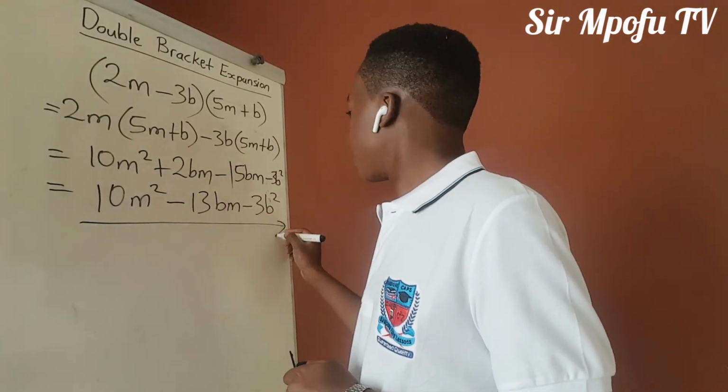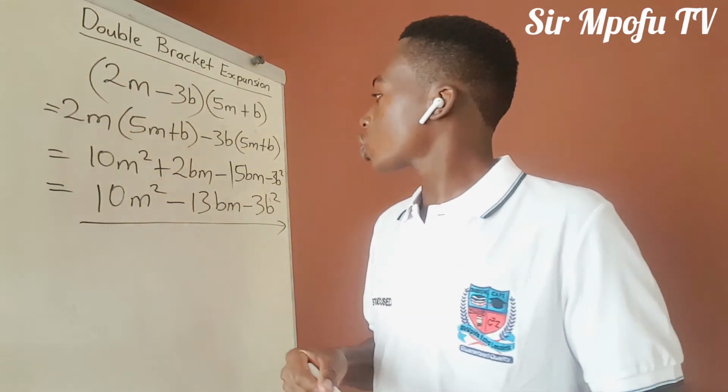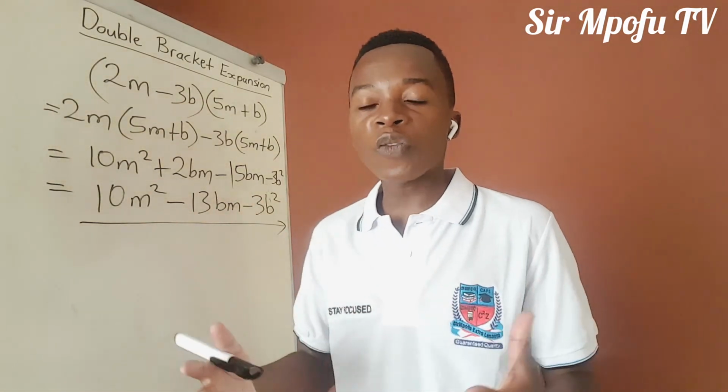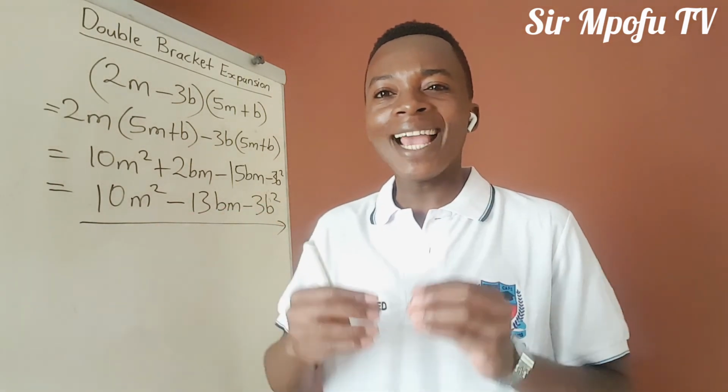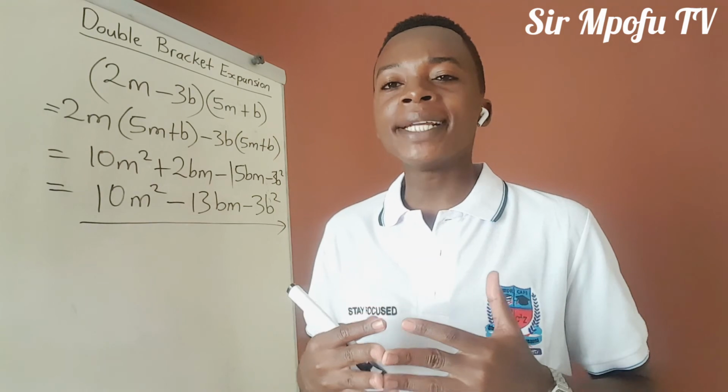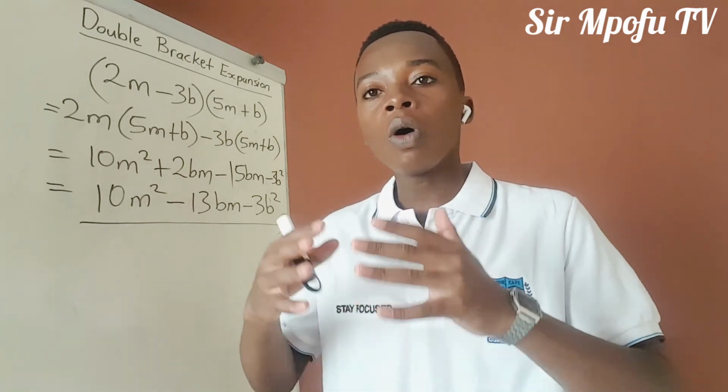Do we have like terms? We don't have like terms anymore. So this is your final solution, or your final answer. You cannot simplify it further. I hope that you completely understand how to expand and simplify double brackets.